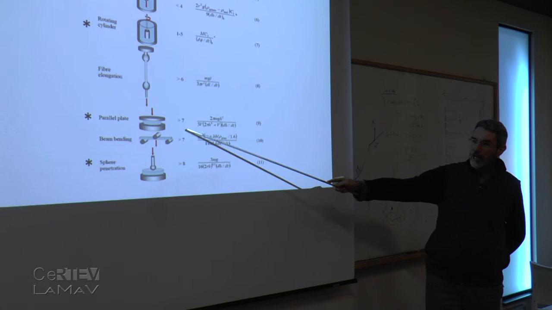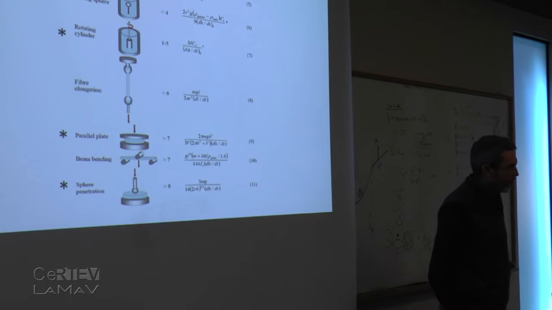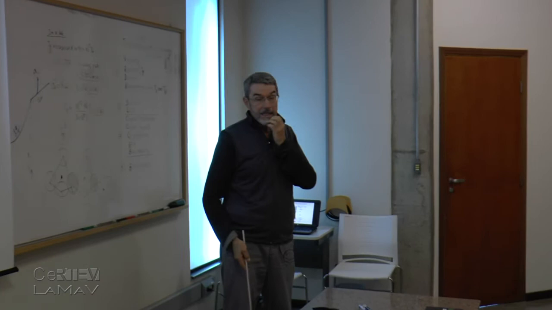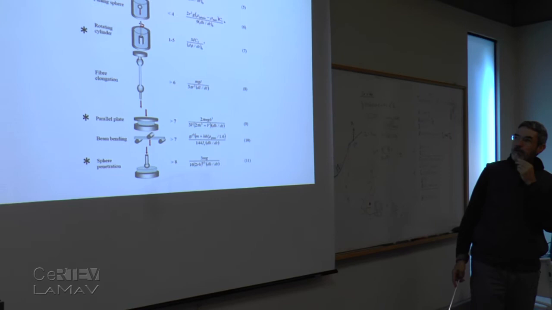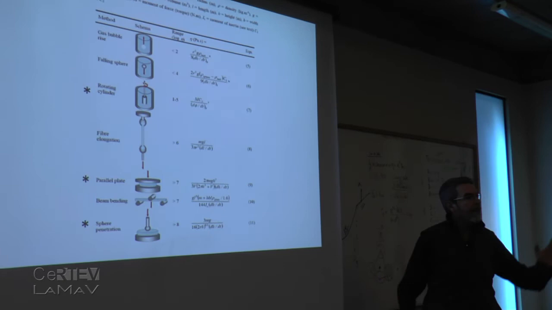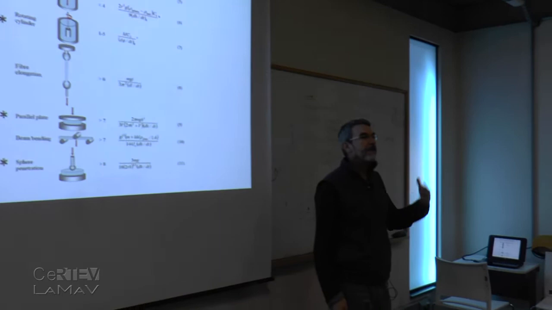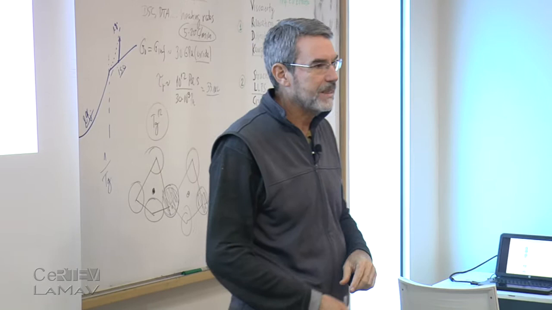And finally, the sphere or cylinder penetration for the high viscosity range, between 8 and 14. This is how we measure the viscosity at this very high viscosity range. So here we use 3 methods, and we can cover the whole curve, most of it. But it takes 2 weeks or so to do all these measurements. It's very time consuming, but it's possible to do.